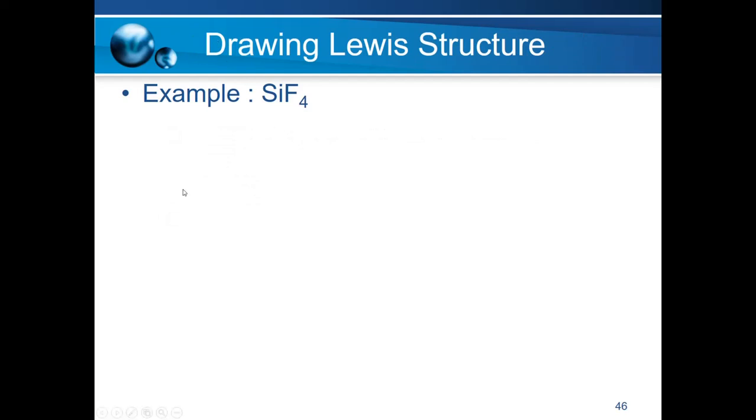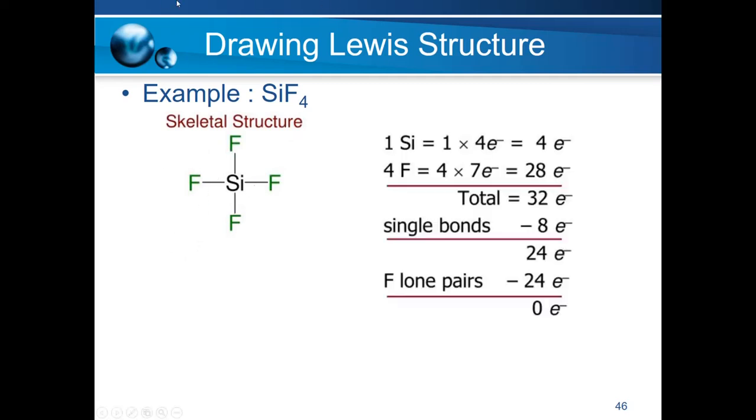Okay, for example, you have Si. This is the skeletal structure for SiF4. So 1 Si, you have 1 times 4 electrons. 4 is the valence electron count for Si. For fluorine, you have 4 fluorines times 7. 7 is the valence electron count for fluorine. So you have 28. 28 plus 4, you get 32.